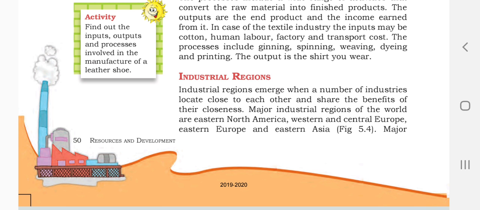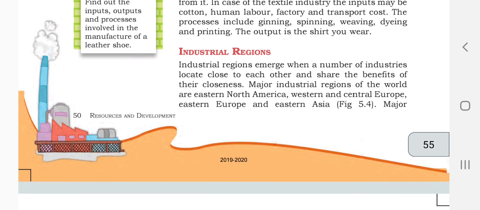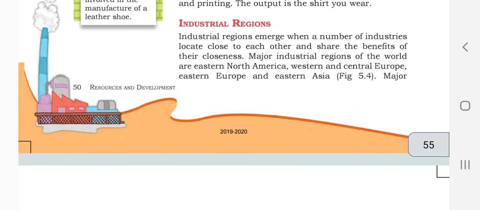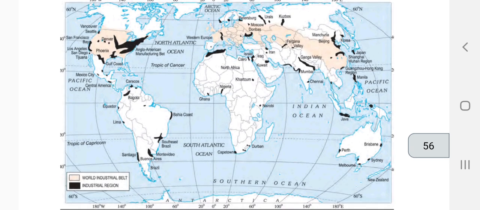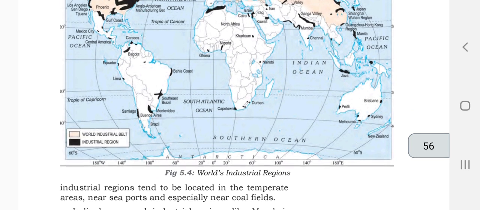Next one is industrial regions. Industrial regions emerge with a number of industries located close to each other, sharing the benefits of their closeness. Major industrial regions of the world are Eastern North America, Western and Central Europe, Eastern Europe, and Eastern Asia. These are the localities where industries are mostly found. They join together and form different companies in different regions. You can see in the map which companies are based in which locality, in different corners of the world.